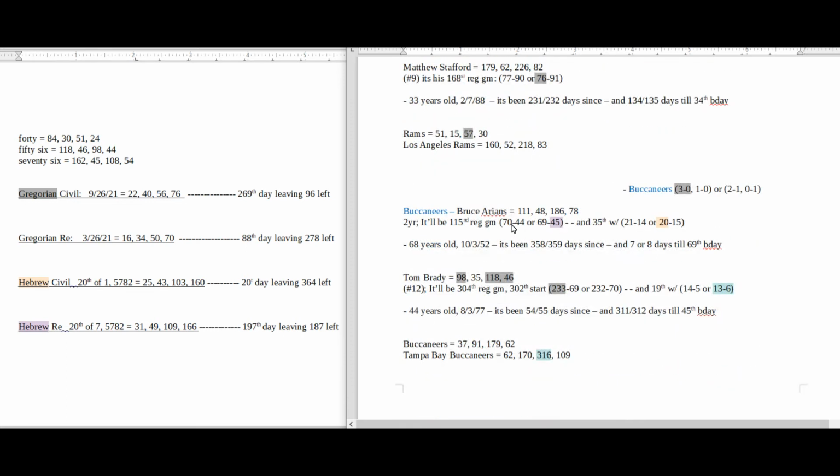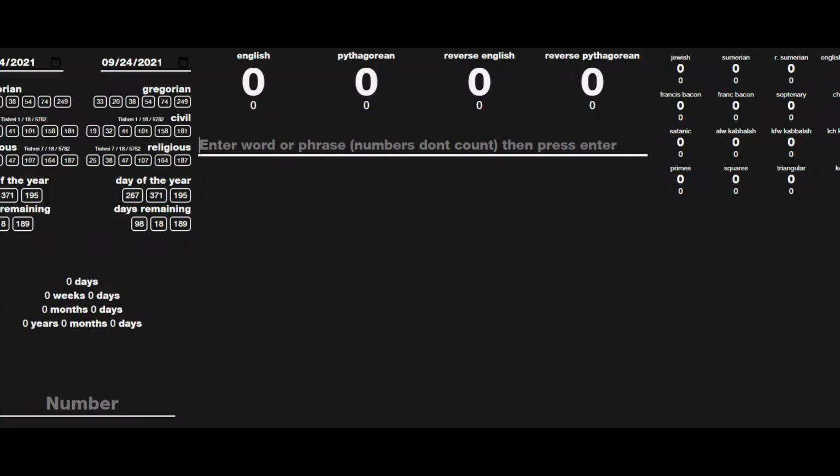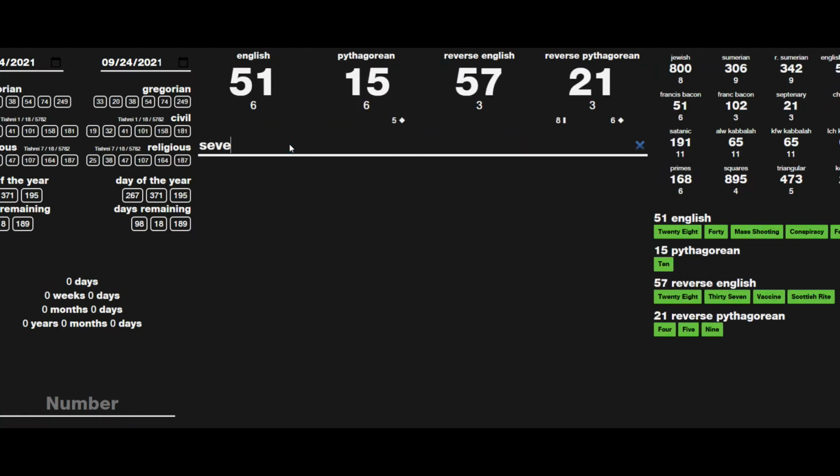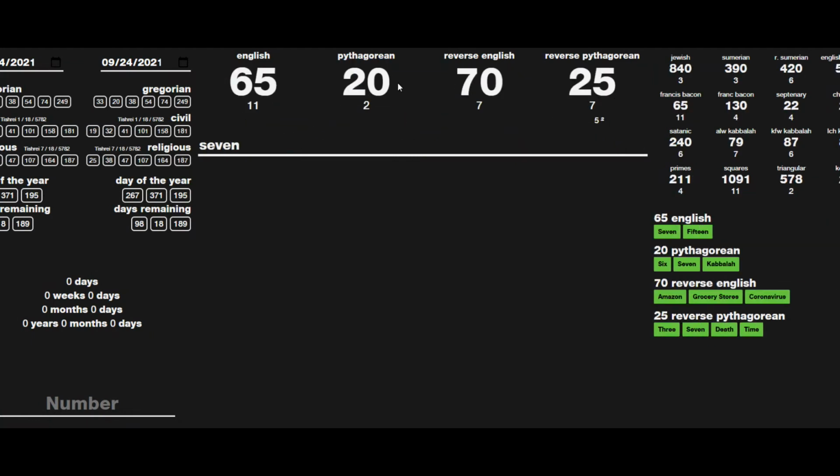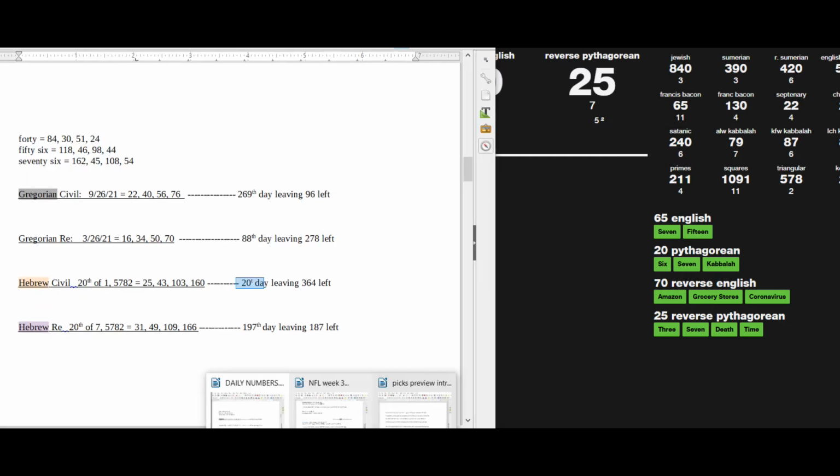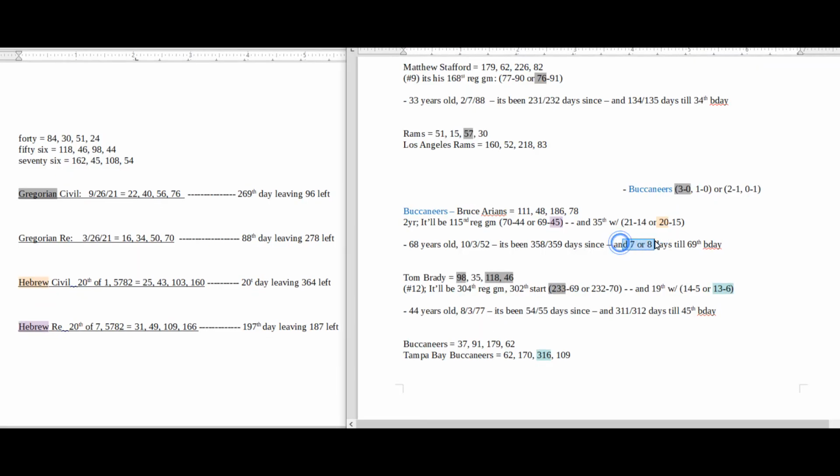If this were to happen, the coach for the Buccaneers, Bruce Arians, would sit on 20 regular season wins as a coach for the Buccaneers with a loss. It will be 7 days till his upcoming 69th birthday. He's currently sitting on 69 regular season wins overall, but emphasis on the 7, because the word seven written out also sums to 20.